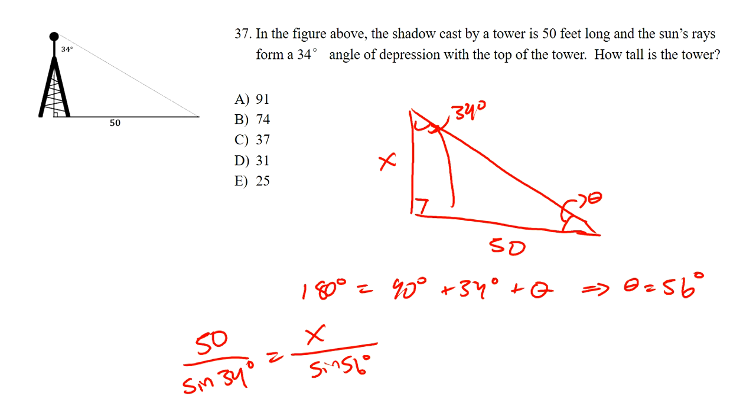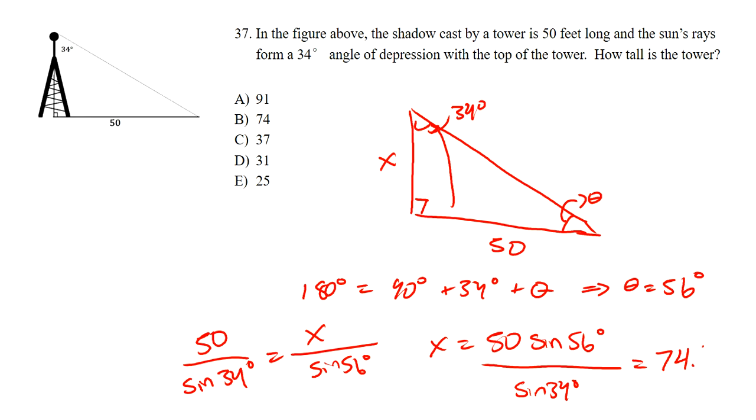Now, we're trying to solve for x, so just multiply both sides by sine of 56. We get x is equal to 50 times sine of 56 degrees divided by sine of 34 degrees. And when we crunch the numbers here, we get 74.1. So looking up at our options, B is approximately our right answer.